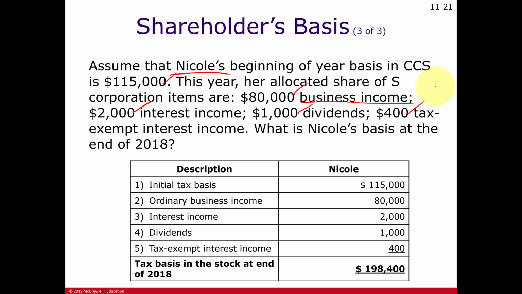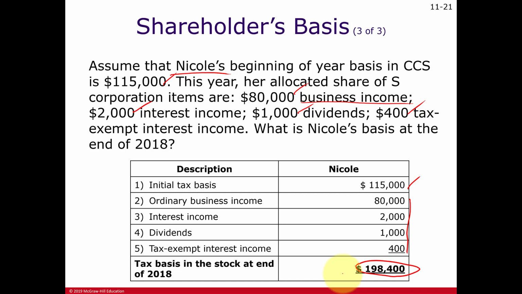And another $400 of separately stated income that's not taxable. Now all of these items here are going to increase the initial basis. So now she has $198,400 of basis at the end of the year, and it is possible for her to withdraw out of the corporation $198,400 tax-free. Again, a shareholder can have a distribution tax-free equal to their basis.